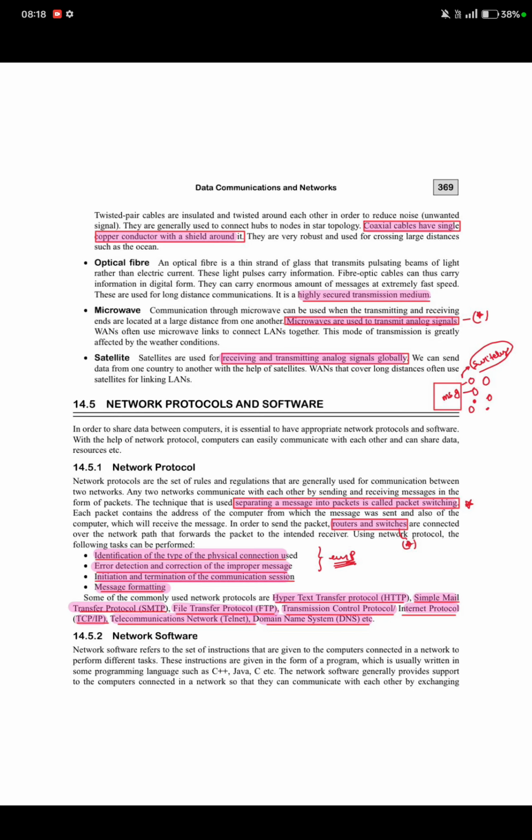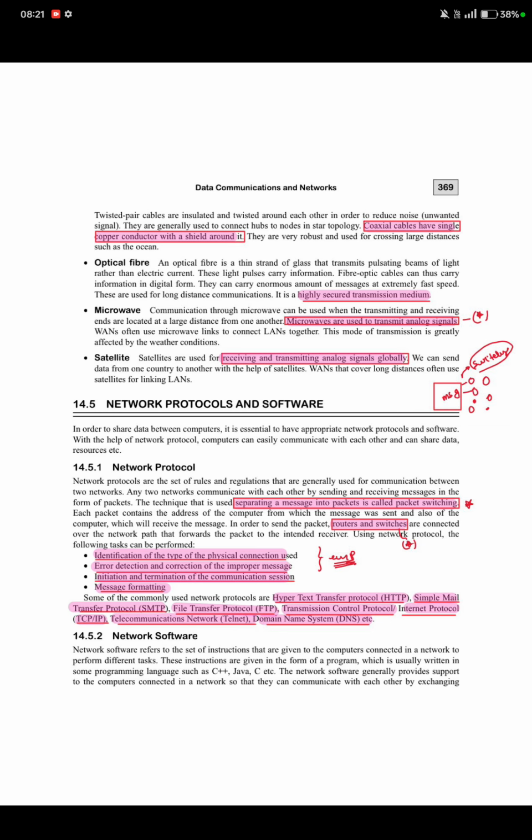Network protocols and software. Separating a message into packets is called packet switching. Routers and switches: each packet contains the address of the computer from which the message was sent and also of the computer which will receive the message. In order to send the packets, routers and switches are connected over the network path.